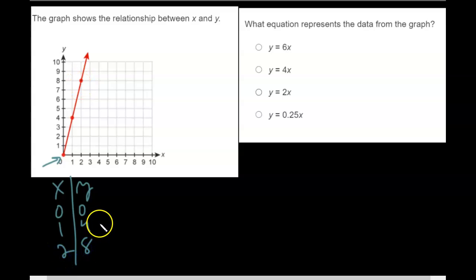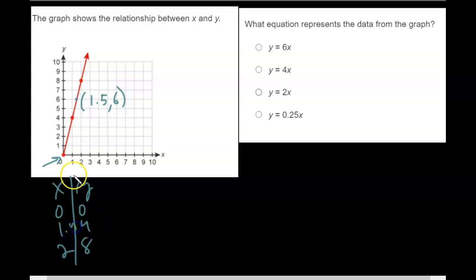So now just do what we did in the last problem. How do we get from x to y? There might even be more we could pull out of here. If you look along the line, it might be a little bit hard, but right there, I think that's 1.5 for the x value and 6 for the y value. We could see if that works too. How do we get from 1 to 4? How do we get from 2 to 8? Looks like we're just multiplying by 4.